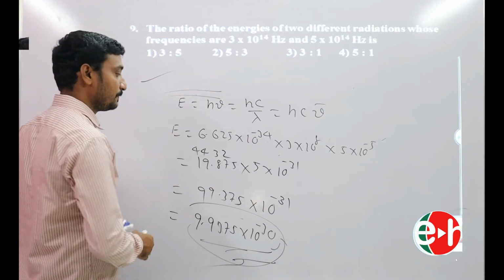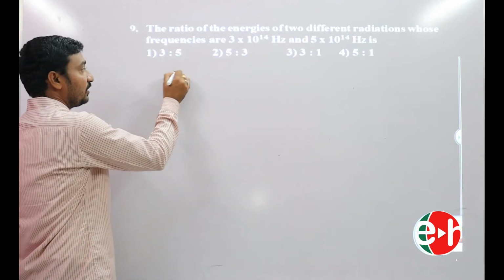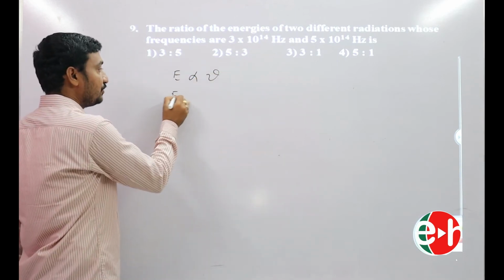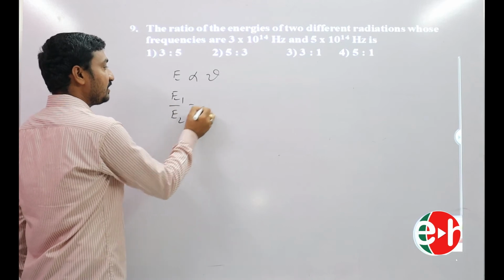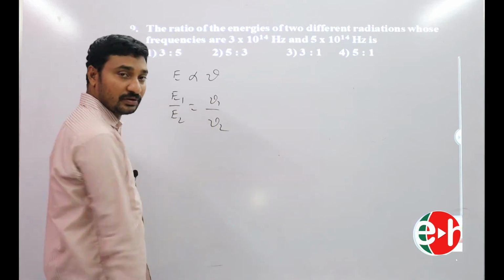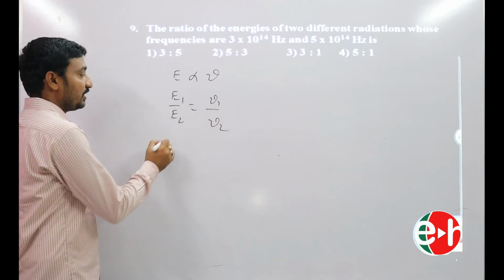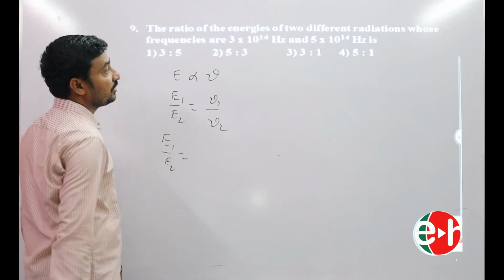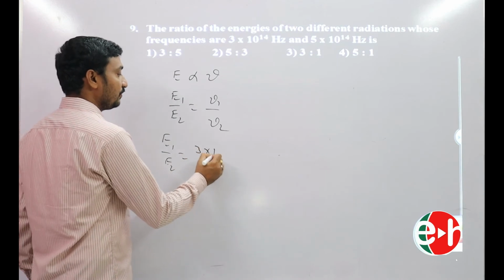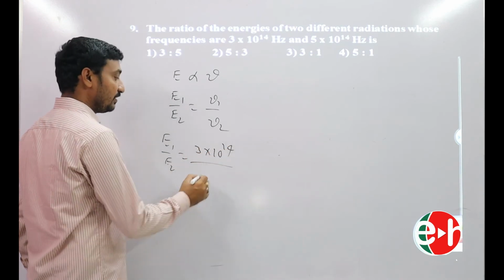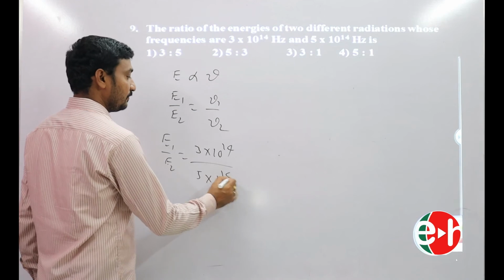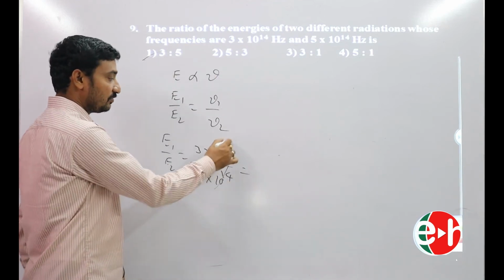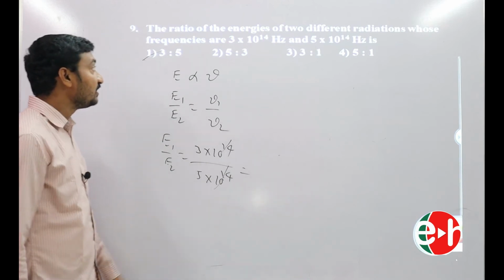Next simple question. We know energy is directly proportional to frequency, then the ratio E1 by E2 is equal to nu1 by nu2. Asking the ratio E1 by E2 is equal to the ratio nu1, given nu1 is 3 into 10 to the power of 14, nu2 given 5 into 10 to the power of 14, that is equal to 3 is to 5. The 10 to the power 14 cancel, then 3 is to 5.